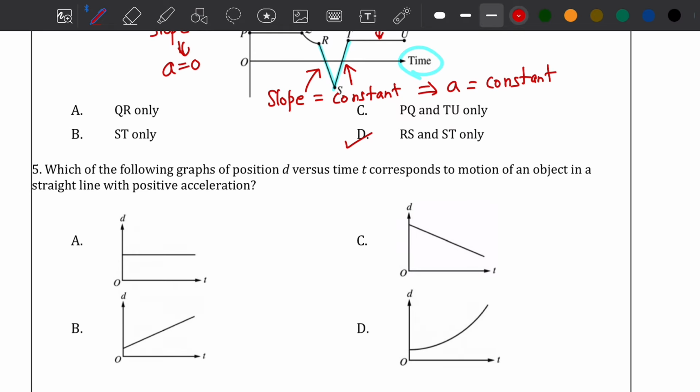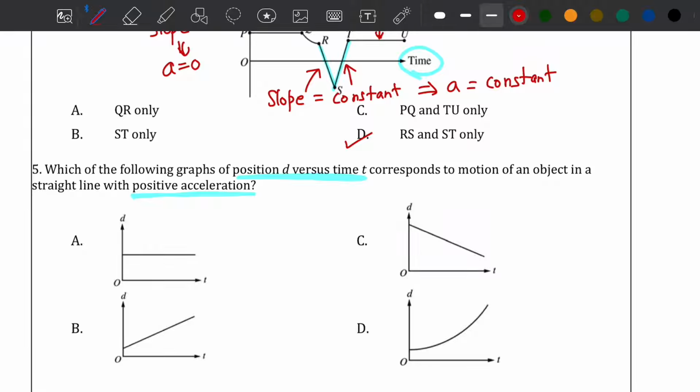Okay, next one. Which of the following graphs of position D versus time t corresponds to motion of an object in a straight line with positive acceleration? So we need positive acceleration, and it's a position versus time graph. Remember that a position versus time graph gives you information about velocity. It doesn't give you information directly about acceleration. But you know that if velocity is changing or velocity is increasing, that means you have a positive acceleration.